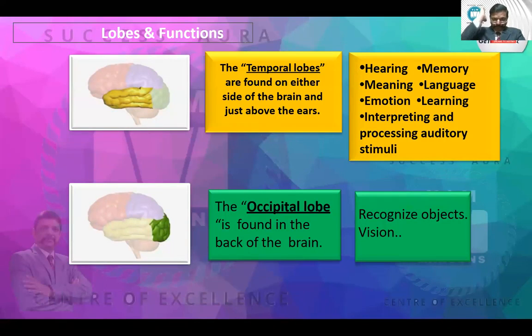Then we have, on either side of the brain above the ears, the temporal lobes. They are responsible for hearing, memory, meaning, language, emotions, learning, interpreting, and processing auditory stimuli. And back here, you have the occipital lobe. It recognizes objects and is primarily for vision.